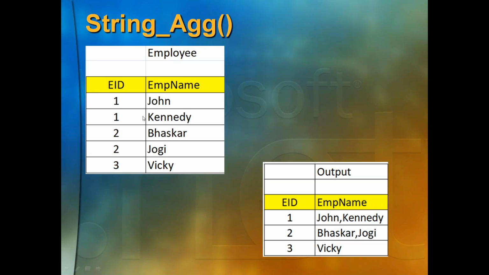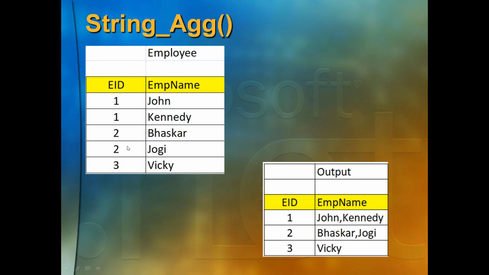Okay, if you see carefully, I have one table, where I have one John and one Kennedy. There is no primary key on this, if you see carefully, and two Bhaskar and two Jogi and three Wiki. So this is the data I have in SQL Server, but the output I need like this. John Kennedy: when the employee number is the same, I wanted to have the record John, comma Kennedy. I wanted to display the data like this.